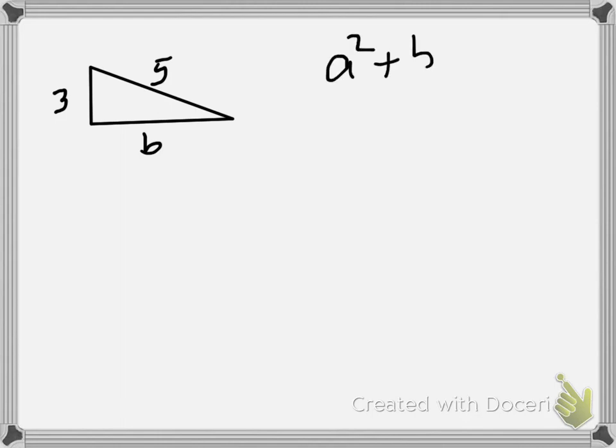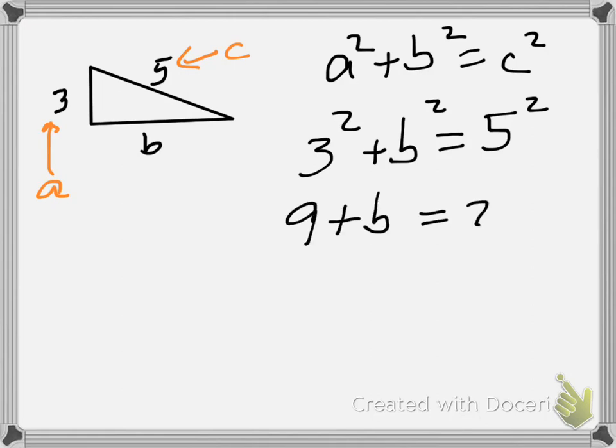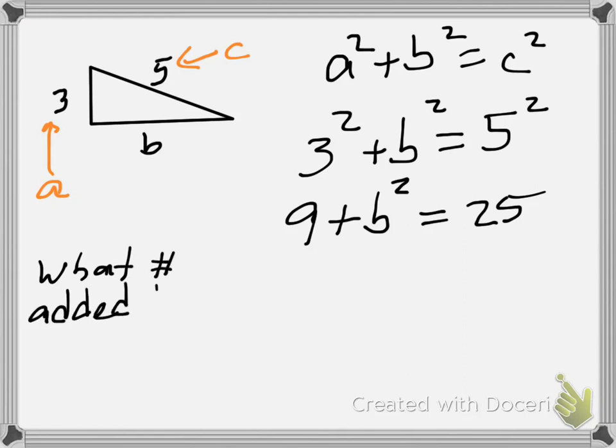So as I write the Pythagorean theorem, a squared plus b squared equals c squared, and identify the three sides, I plug in 3 for a, 5 for c, and get 3 squared plus b squared equals 5 squared. 3 squared is 9, 5 squared is 25, but now my problem is, what number do I add to 9 to get 25? Because really I'm saying something, calling it b squared, something plus 9 is 25.